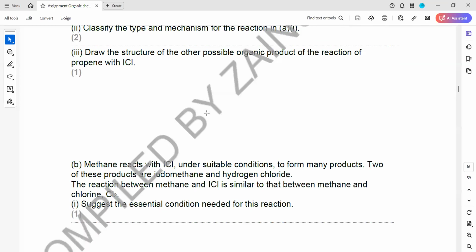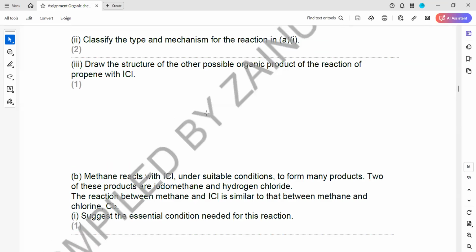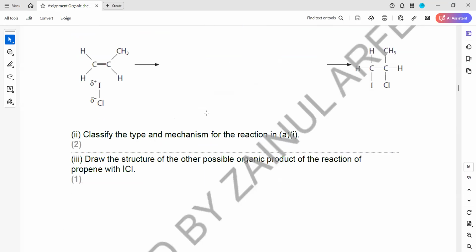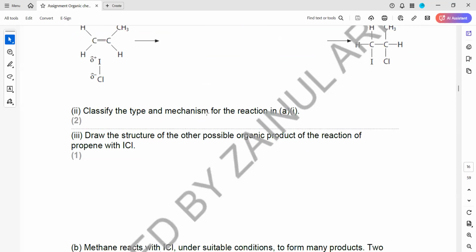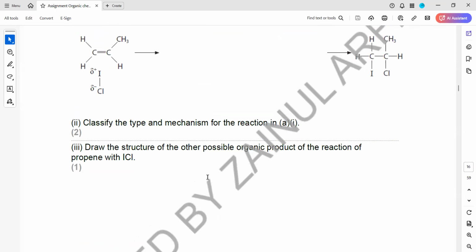Draw the structure of the other possible organic product of the reaction. So what is another possible product? Maybe the iodine is attached on the right-hand side and the chlorine is attached to the left-hand side. So the product will be C, H, H, Cl here and CH3, H and I. That's another possible product, because iodine might be attached to the carbon on the left or may attach to the carbon on the right-hand side. But that will be a minor product.